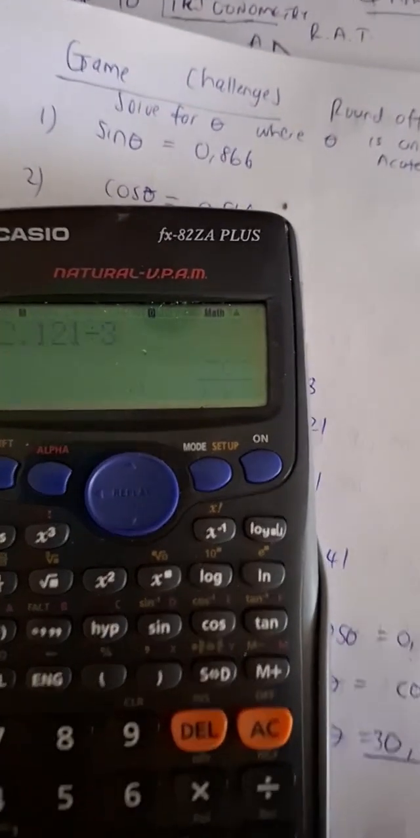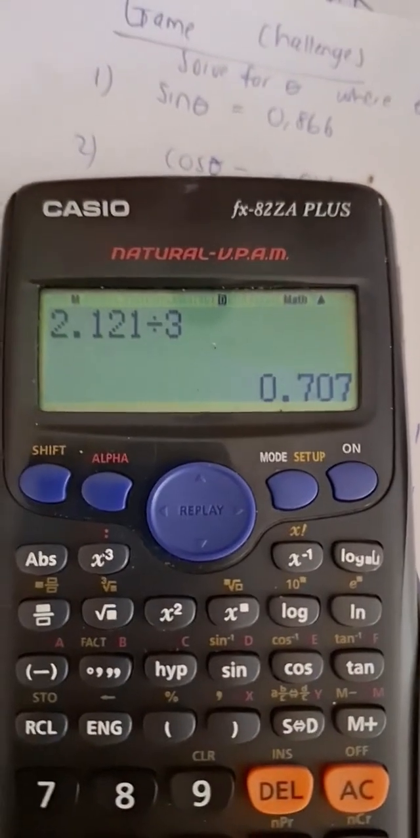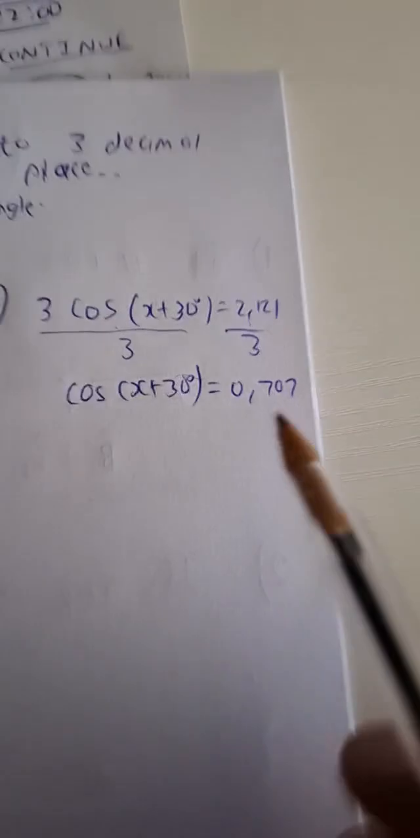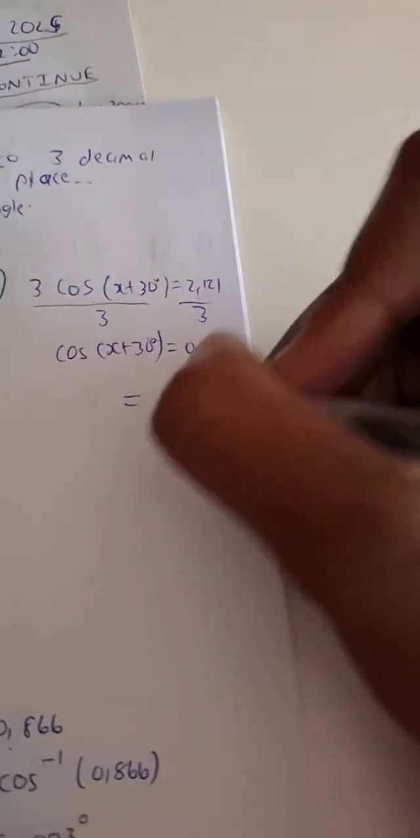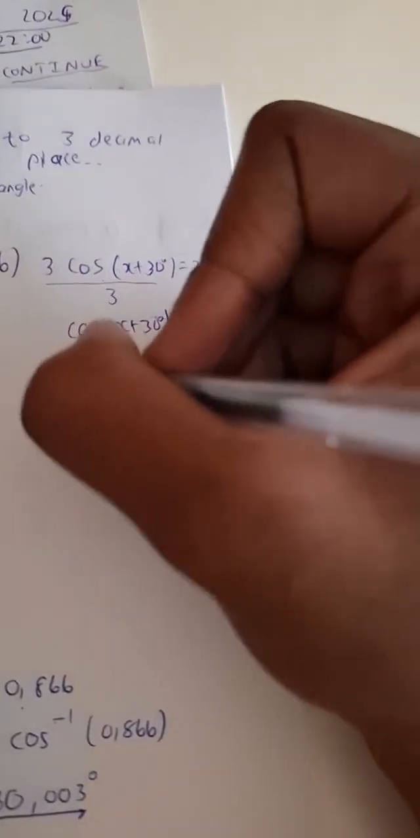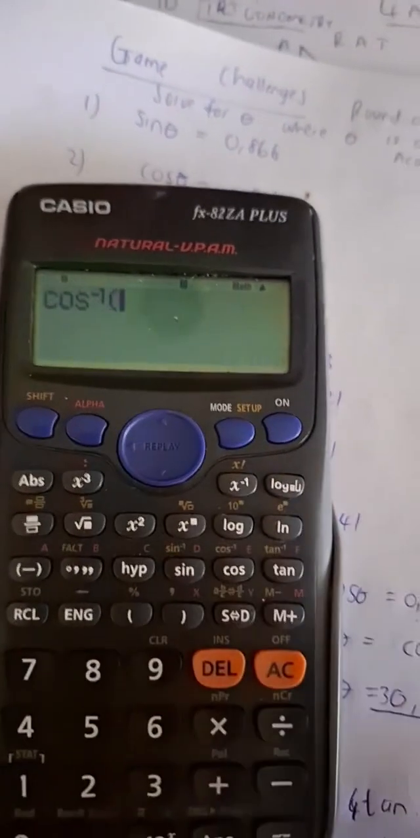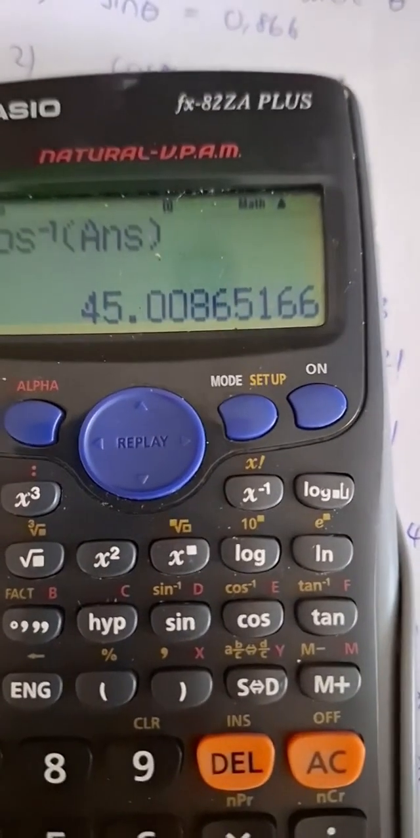2,121 divided by 3, that gives us 0,707. There we have it. Now we are back to that situation where there's a compound angle and a trig ratio, so obviously we need to take the arc cos on the right hand side. The compound angle is isolated, the bracket has been removed, so we take the arc cos of that basic answer that we got here, that's 45.